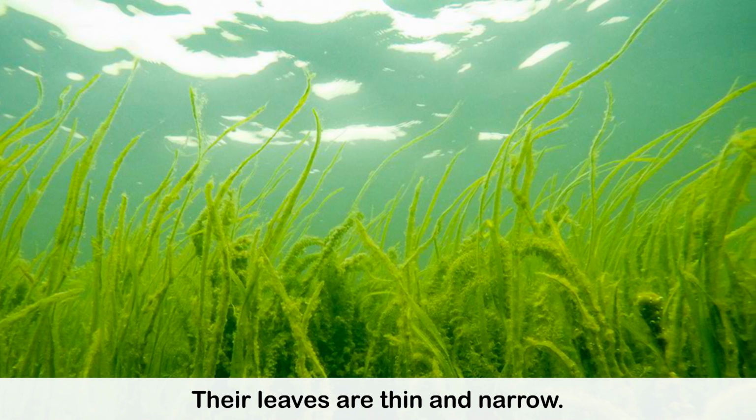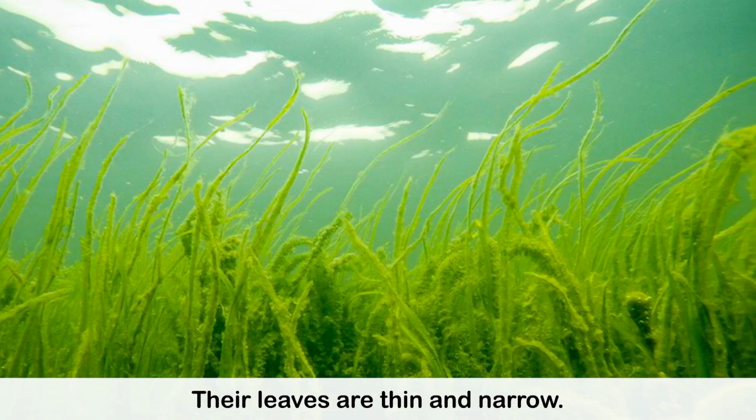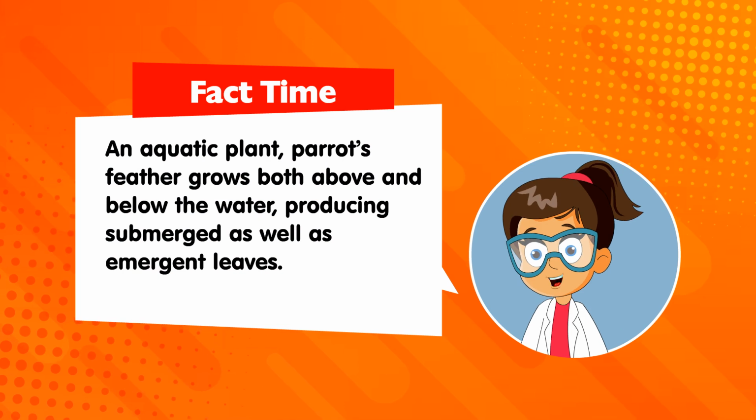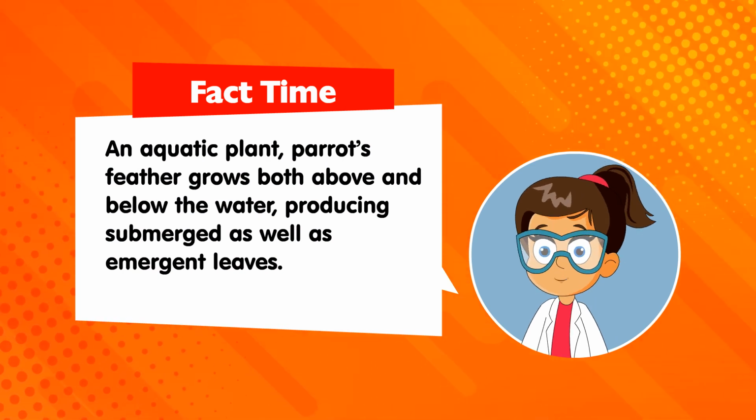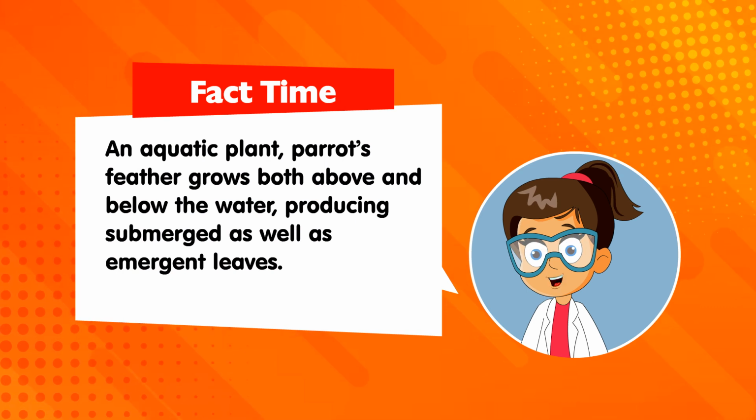Fact time. An aquatic plant, parrot's feather, grows both above and below the water, producing submerged as well as emergent leaves.